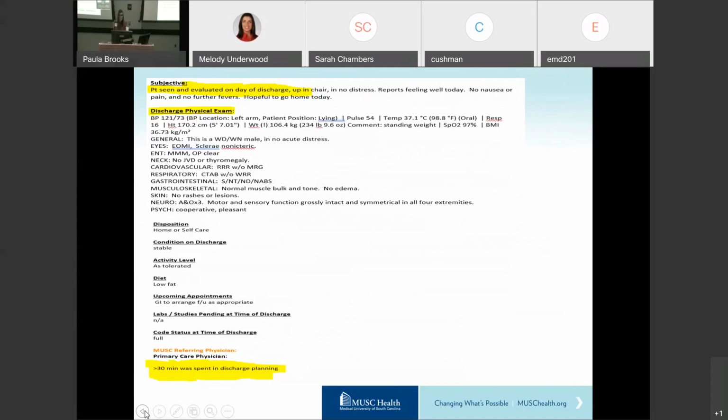And we wanted to point out that it says patient seen and evaluated on the day of discharge. So this is our discharge exam. We have our discharge exam here. And then at the very bottom, if you look, the provider documented greater than 30 minutes was spent in discharge planning.